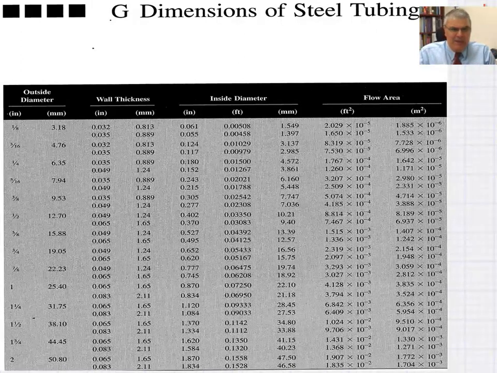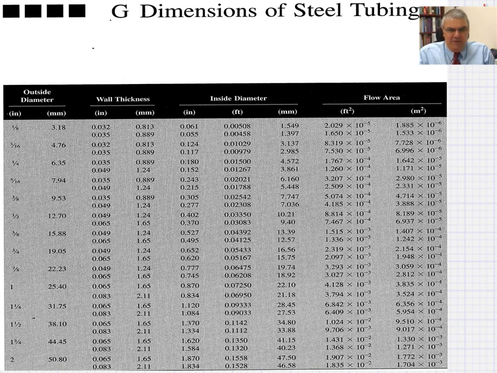Let's take a look at dimensions of steel tubing. The outside diameter is given here in inches. The wall thickness is also given. Both metric and US customary systems are shown here. As you can see, the inside diameter is shown and the flow area in square foot and square meter is also shown here. We're going to do an example, and we're going to look at this table in more detail later.